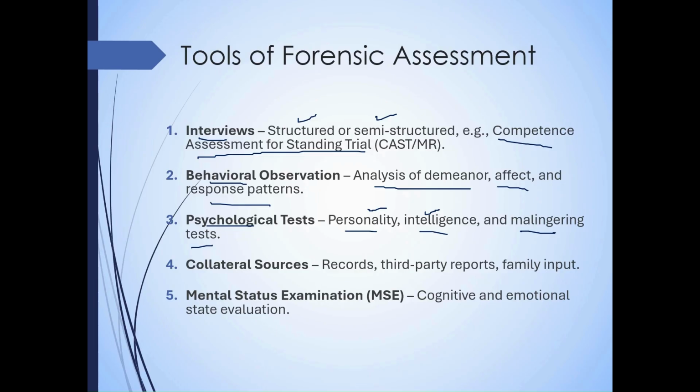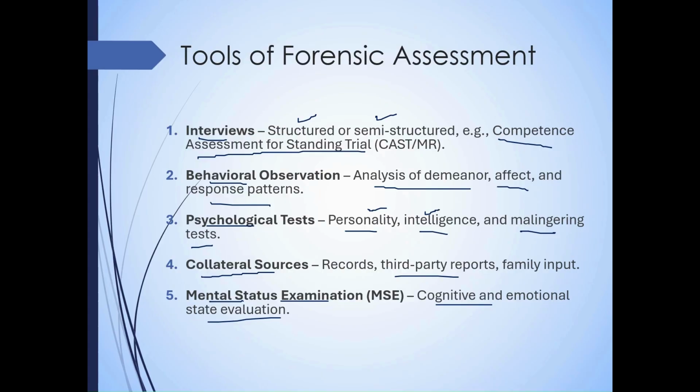Then fourth, we have collateral sources. These are sources which are going to be used in addition to the other psychological tools. This includes family reports, medical records, police files, or even third party reports which are available about the person. Fifth, we have the mental status examination or MSE. This is a short assessment of appearance, mood, thought, and orientation of the person. It is the evaluation of the cognitive and emotional state of the individual.